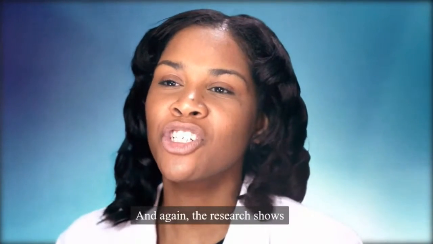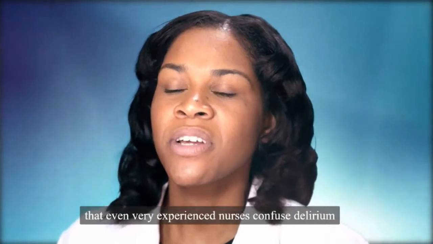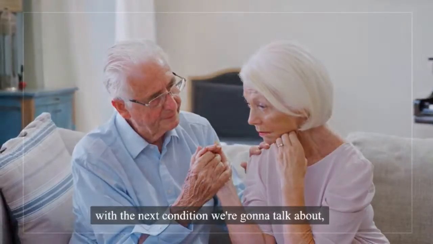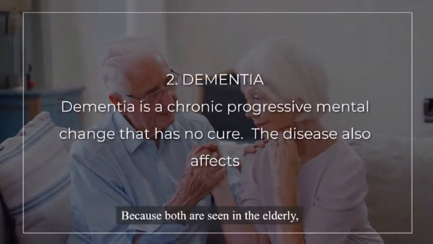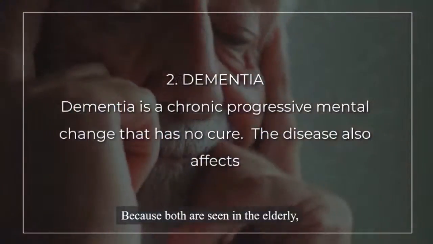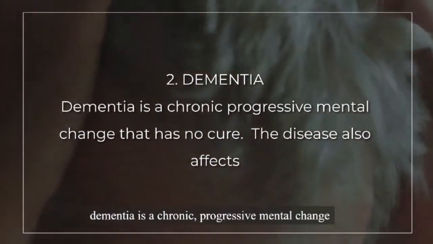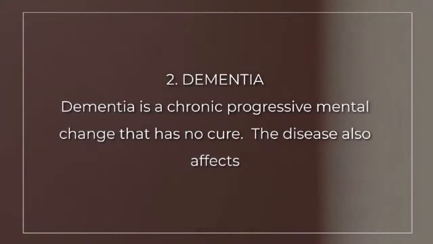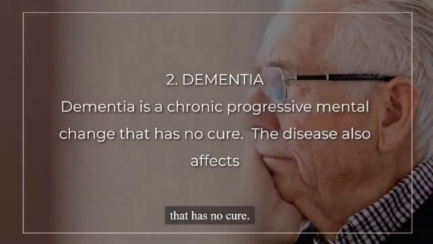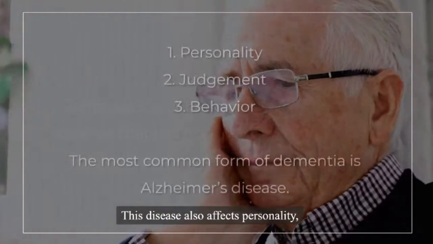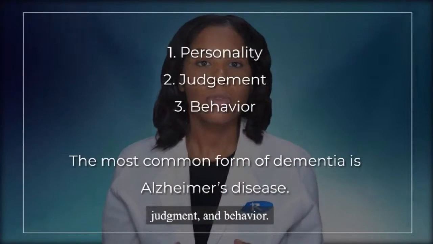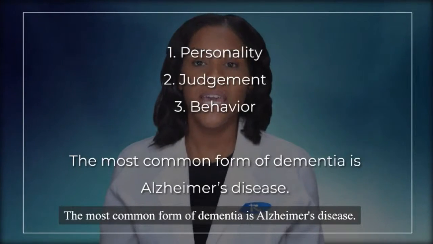And again, the research shows that even very experienced nurses confuse delirium with the next condition that we're going to talk about, which is dementia, because both are seen in the elderly. But when we think about dementia, dementia is a chronic, progressive mental change that has no cure. This disease also affects personality, judgment, and behavior. The most common form of dementia is Alzheimer's disease.